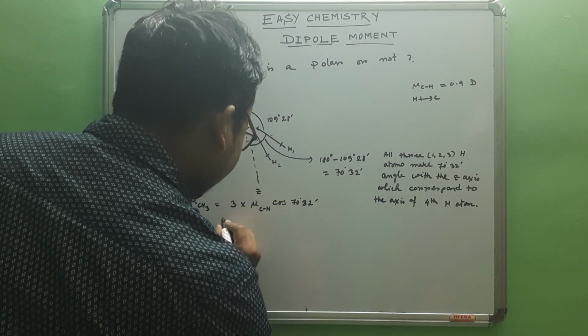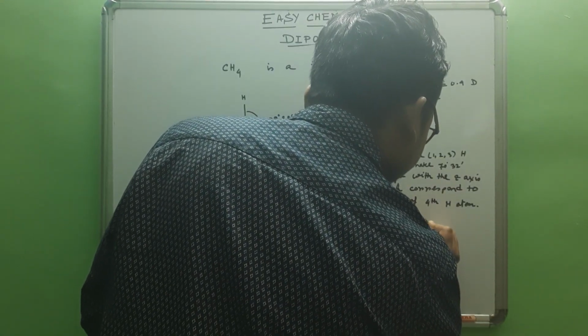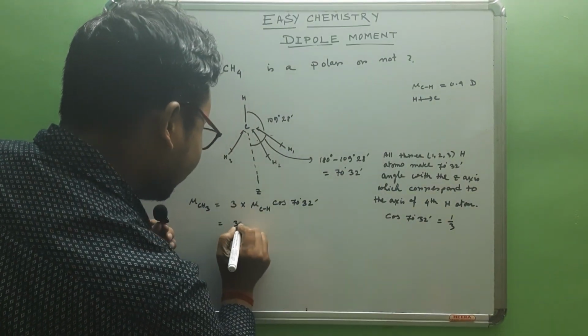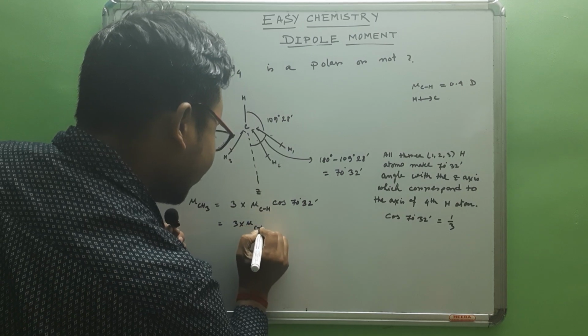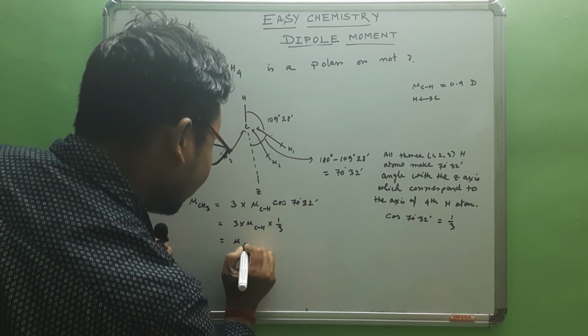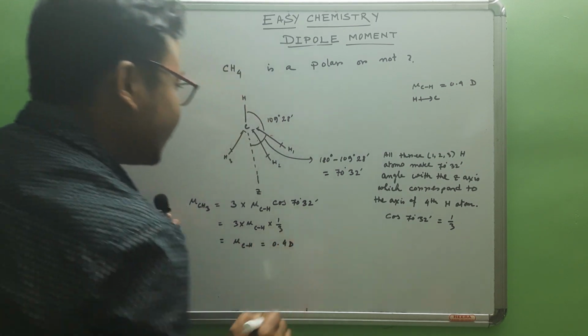So the value of cos 70 degree 32 minutes is 1 by 3. So the value of mu CH3 is nothing but mu CH into 1 by 3. So it gives mu CH. So it is basically 0.4 D.